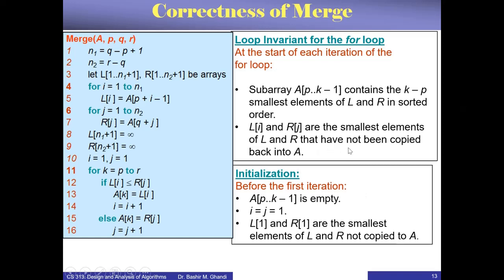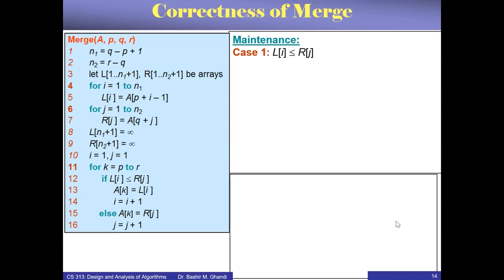Okay, they are the elements not yet copied to A. And therefore, our loop invariant is true initially, when K is equal to P. So let us see, after 1 iteration, the maintenance.